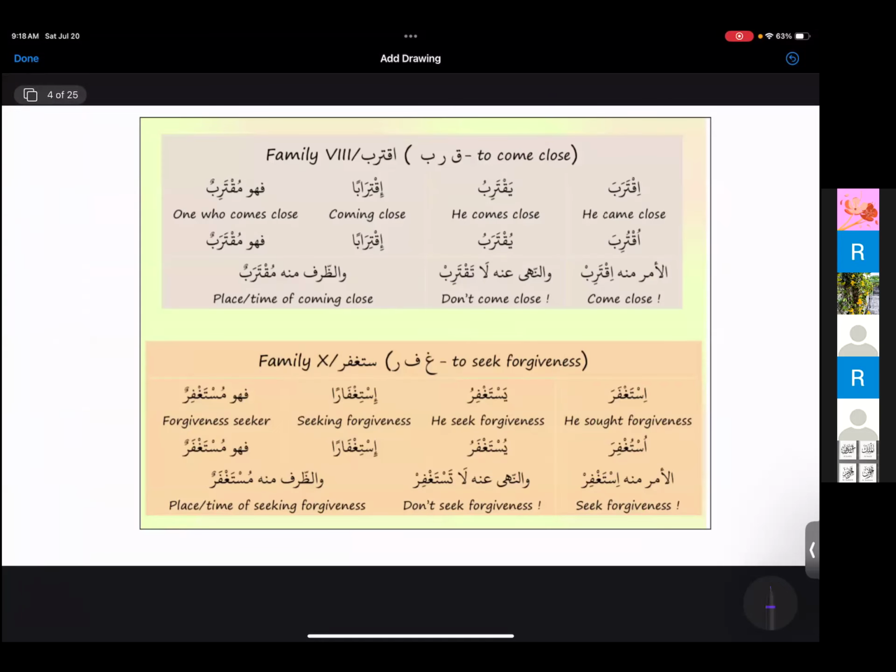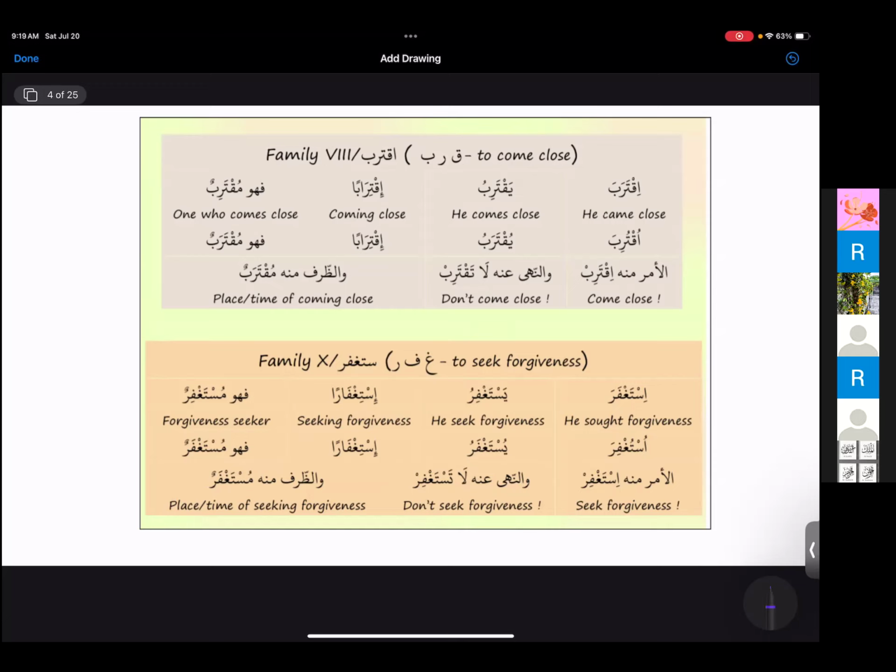Okay, then family 8, Iqtaraba. Now, what is the marker here? There is the Hamzatul Wasl, Hamza in the beginning, followed by fa. There is an added ta. After the first root letter, there's a ta. Yes, exactly. So we have Hamzatul Wasl in the beginning, then the fa kalima. After the fa kalima, we have an extra ta, and then we have the ain and lam kalima. Iqtaraba.